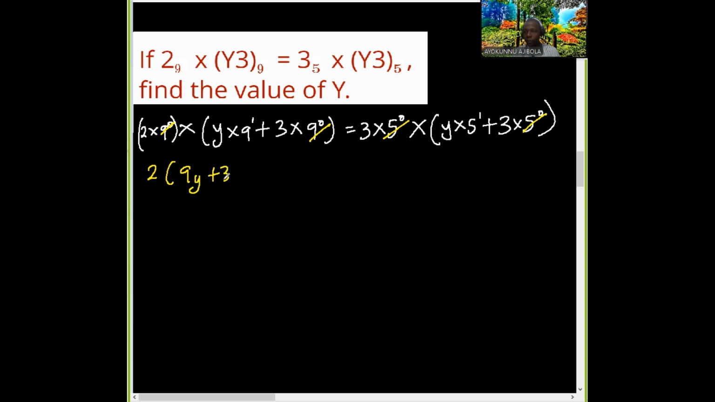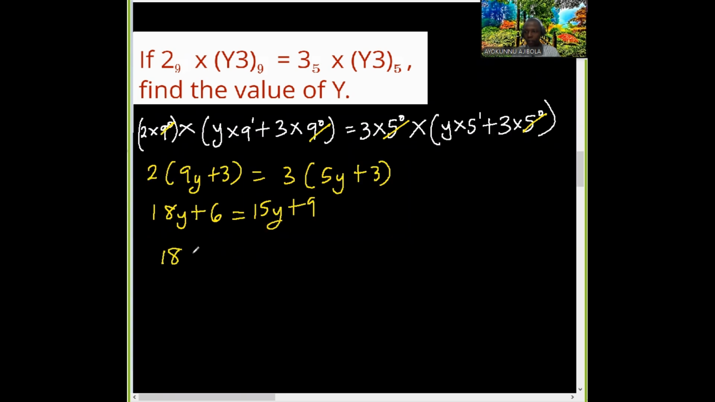plus 3 equal to 3 into 5y plus 3. So I have 18y plus 6 equal to 15y plus 9. Then I collect the like terms: 18y minus 15y equal to 9 minus 6. So I have 3y equal to 3, and y is equal to 1.